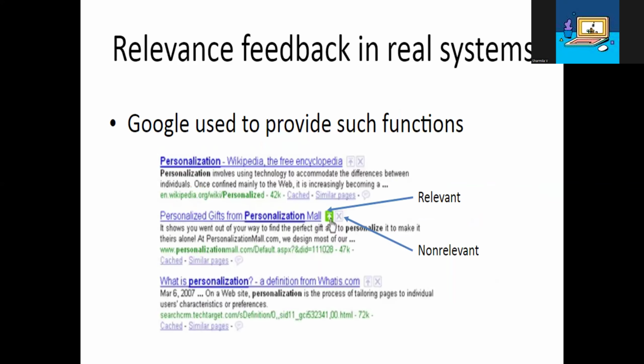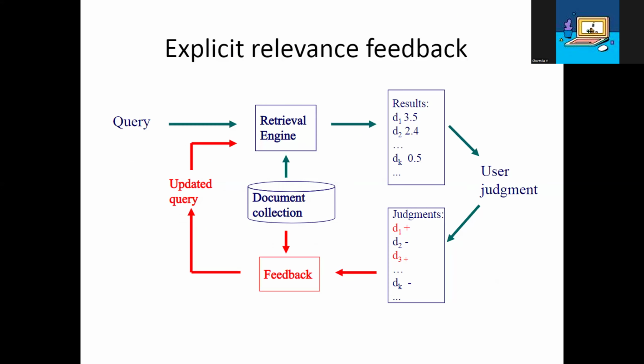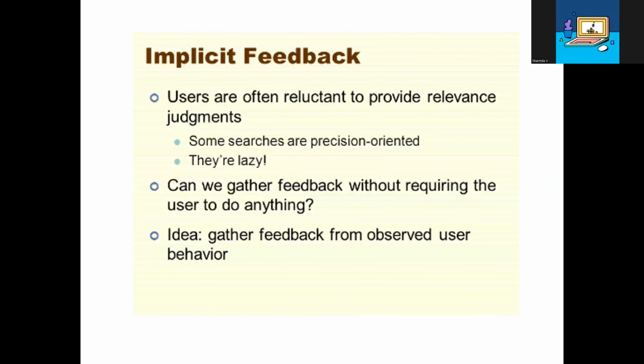Next, an example for implicit feedback. Implicit feedback is where the information for query reformulation is implicitly derived by the system. Here, users are often reluctant to provide relevance judgments. Some searches are precision oriented, and users are lazy. Can we gather feedback without requiring the user to do anything? The idea is to gather feedback from observed user behavior. That is the implicit feedback example.